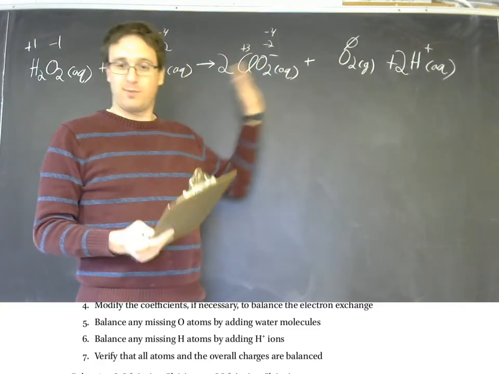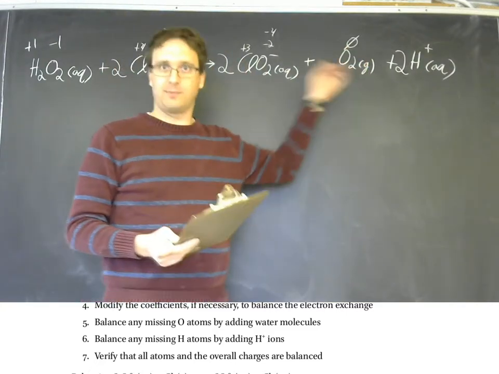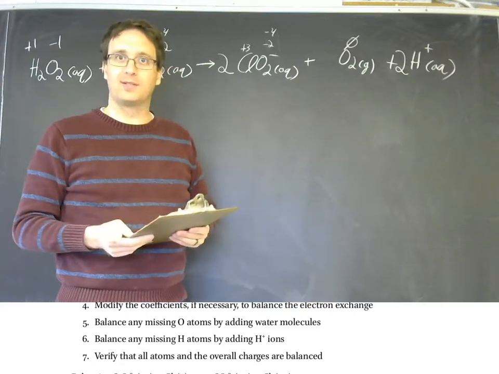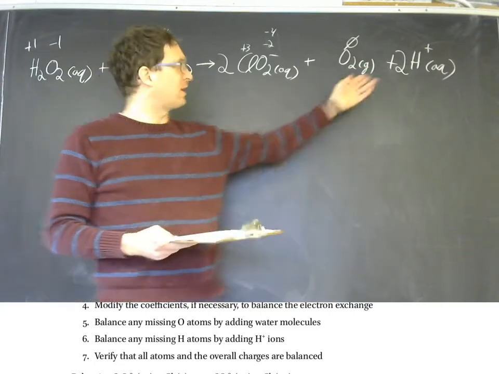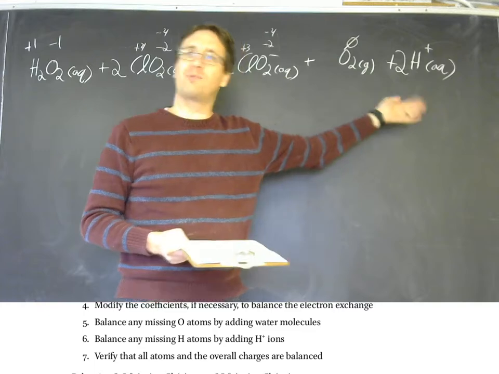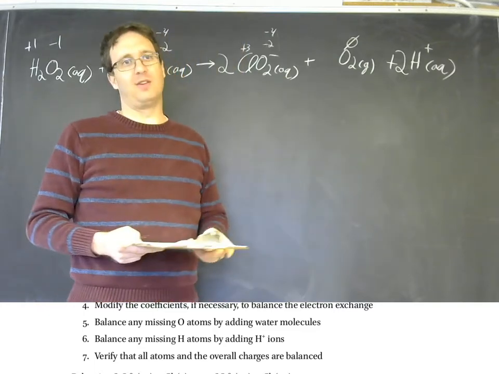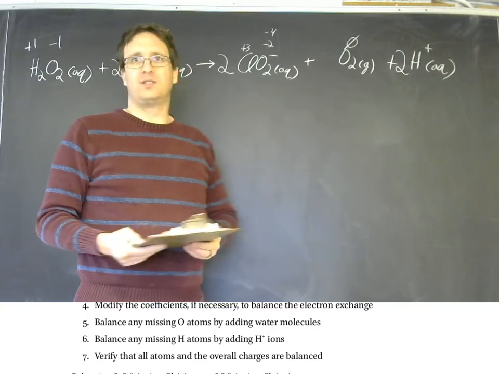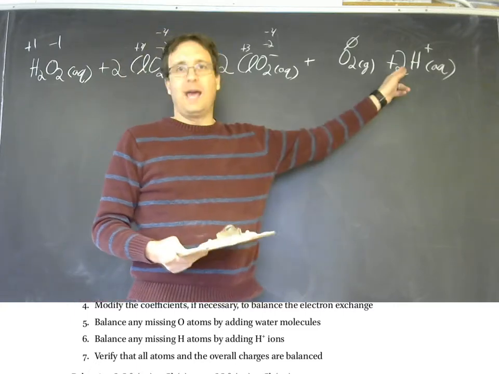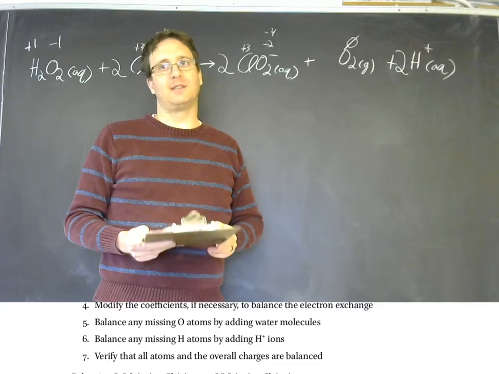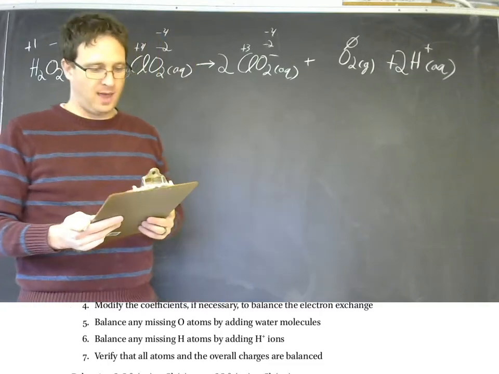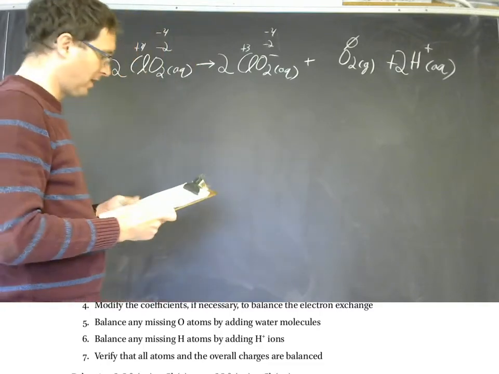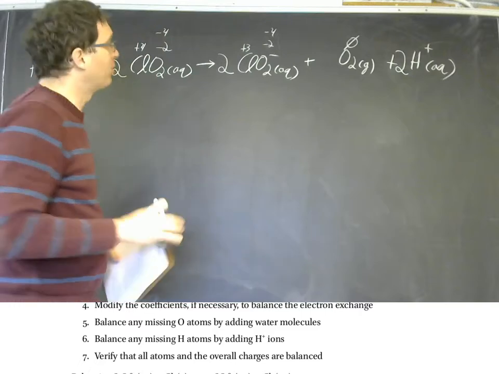Whether you put them on the reactant side or the product side depends on where they need to go in order to balance. And of course, we could do H3O+, but that would throw our oxygens out of balance. So this is one case where it really is just easier and simpler to use H+ to represent acid instead of the H3O+. And then lastly, we'll want to verify that all atoms and the overall charge are balanced.